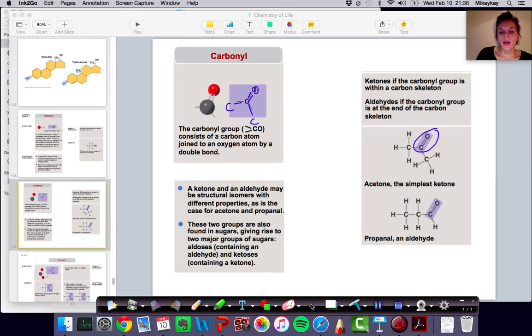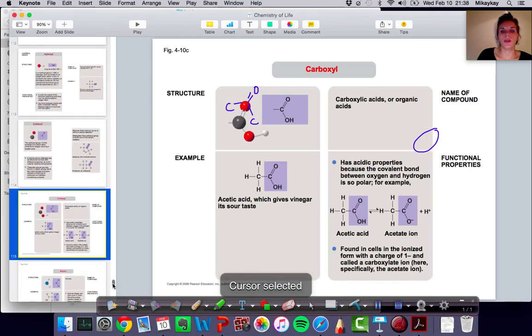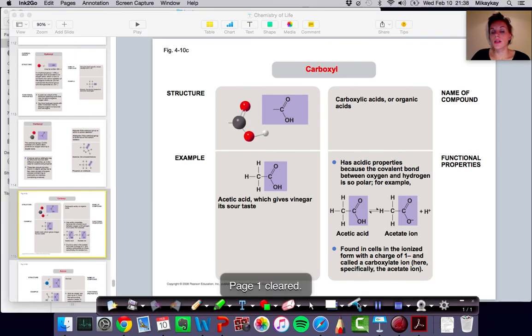So our next functional group that we're going to talk about here is the carboxyl group, right? These groups are very similar to the carbonyl group. However, the key difference here is that you have a carbon that's double bonded to an oxygen, but it's next to an oxygen and a hydrogen. So it's a carbonyl group next to a hydroxyl group, and together we call that a carboxyl.